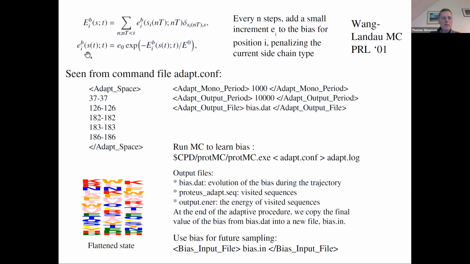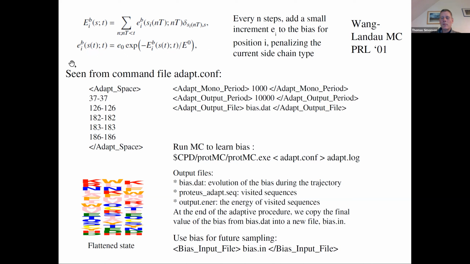And so you have this form here for this little increment, the bias energy for position i, for a particular side chain type s at a particular point along the trajectory. And this little increment, it's getting smaller and smaller. It's decreasing exponentially with time. So that's kind of what the bias looks like.